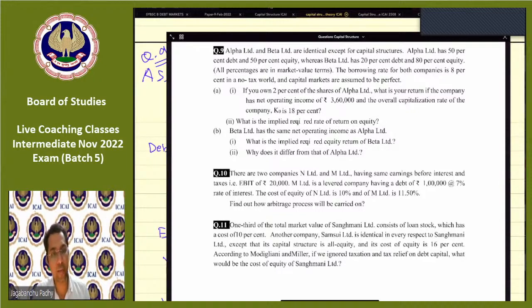If you own 2% of shares of Alpha Limited, what is your return if the company has a net operating income of 3,60,000 and overall capitalization rate KO is 18%? What is the implied required return on equity? Beta has the same net operating income as Alpha Limited. And what is the implied required equity return of Beta? Why does it differ from that of Alpha?